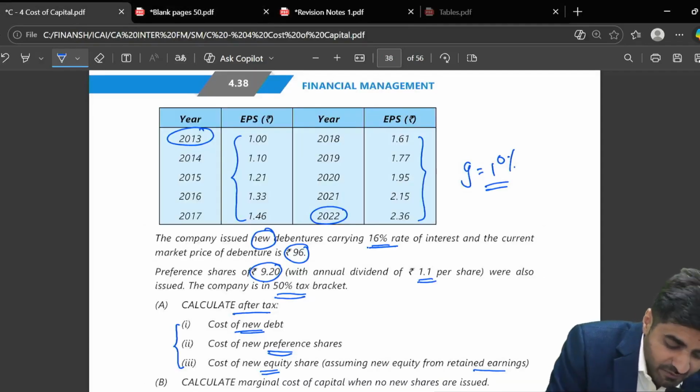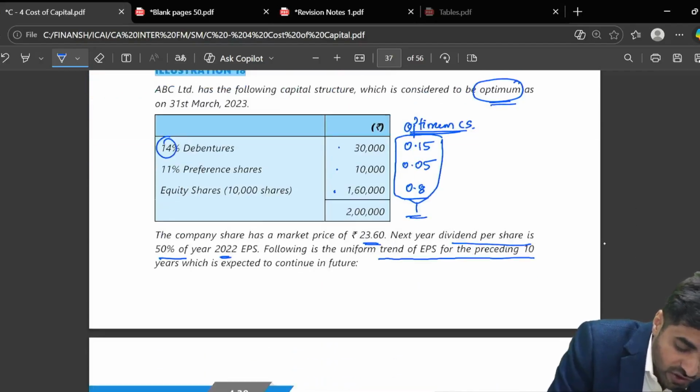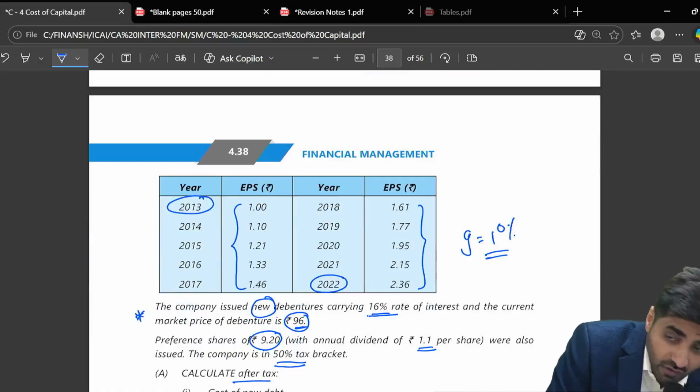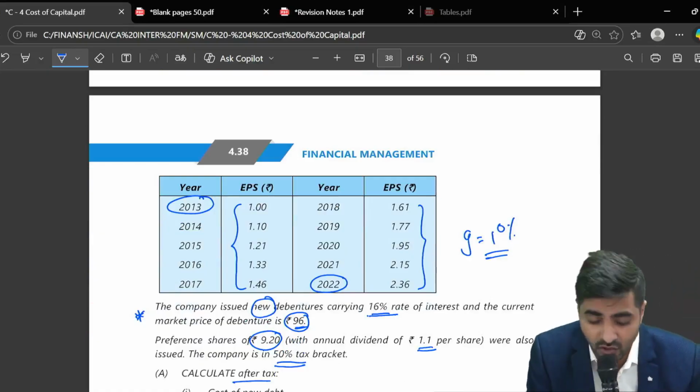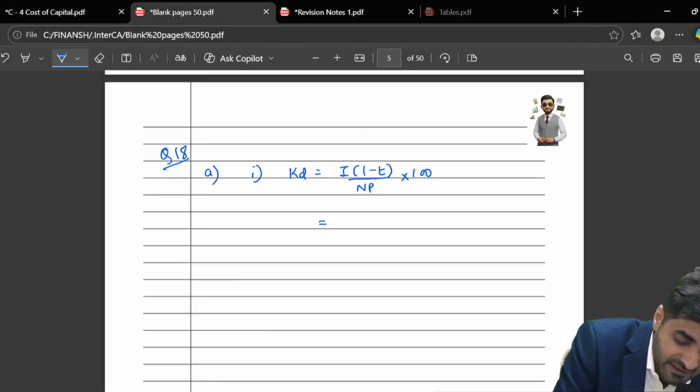Now please tell me, what is the face value? See, market price is 96. So obviously the face value will be 100. By the way, are we required to calculate cost of old debt or cost of new debt? New debt. So what is the face value? 100. Rate of interest is 16%. So can I say 16 rupees is your interest?